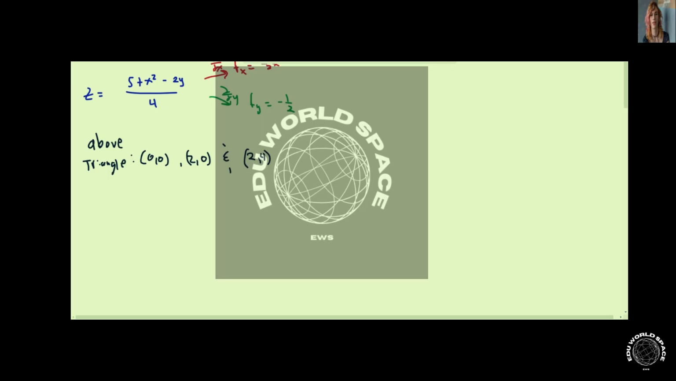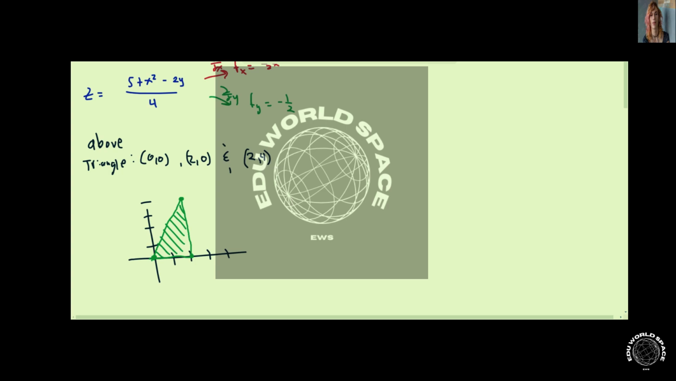Now let's go ahead and figure out what our region is. So let's draw this first. Let me put some tick marks down. So first we have the point (0, 0), (2, 0), and then (2, 4). So this here is our triangle. This is all the area we're working with.